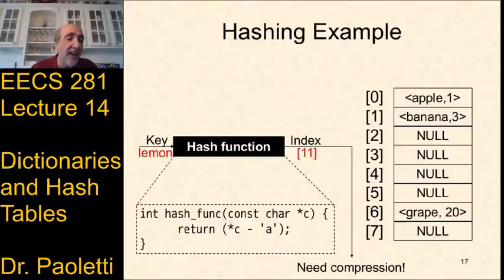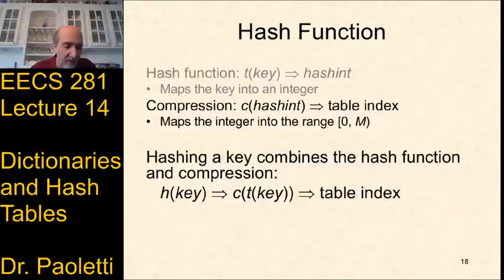Now, what if I hash lemon? I look at L, L minus A. The distance between L and A is 11. And, oh, wait a minute, that is an invalid index. My hash table isn't that big to allow lemons to go with a simple hash function like that. So what we need now is compression. So that's the second piece of this. We need to compress our hashed integer into a valid table index before we go looking at index 11 and getting a segfault. We don't want to do that.